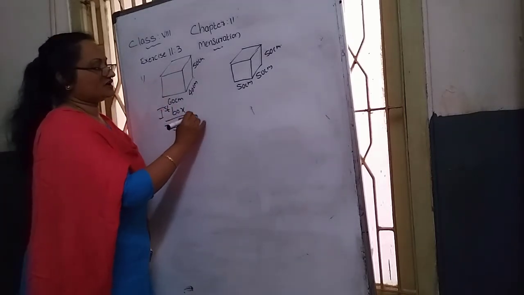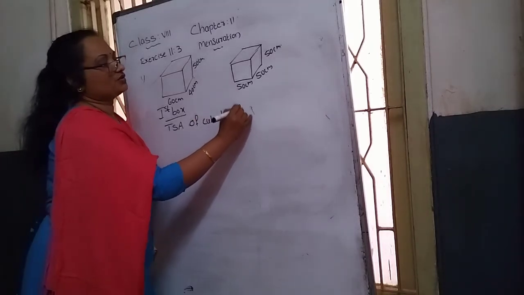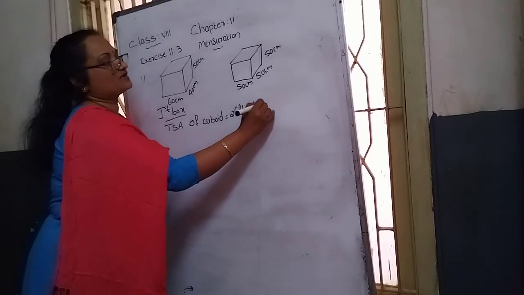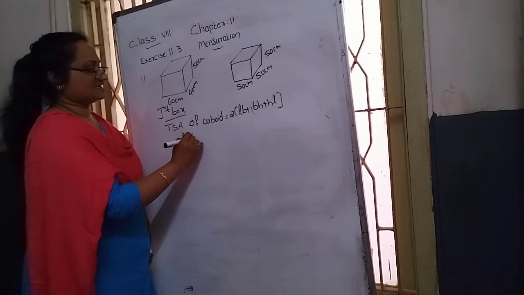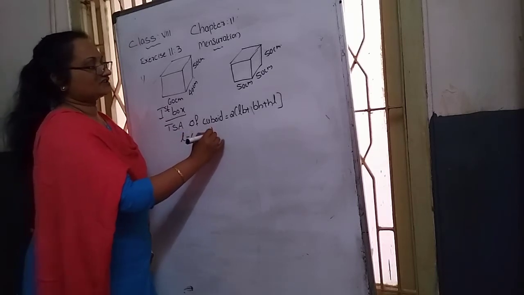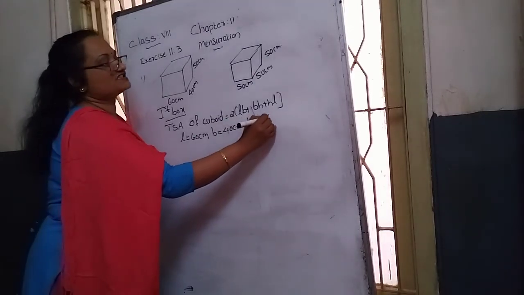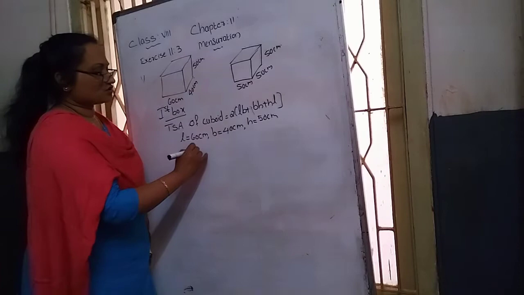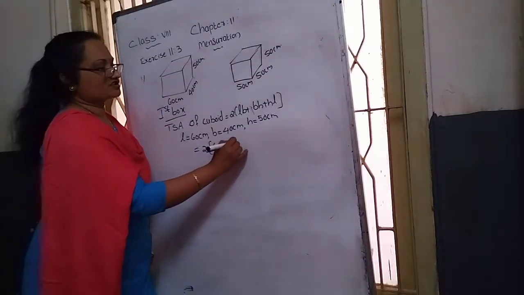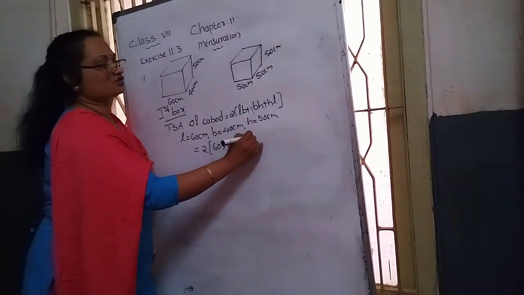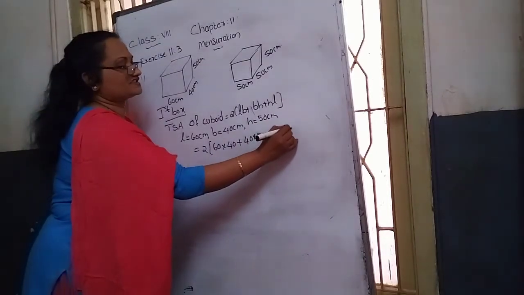For the first box, TSA of a cuboid is 2 into (LB plus BH plus HL). Substituting the values: L is 60 centimeter, breadth is 40 centimeter, and height is 50 centimeter. So 2 into (60 into 40, plus 40 into 50, plus 50 into 60).